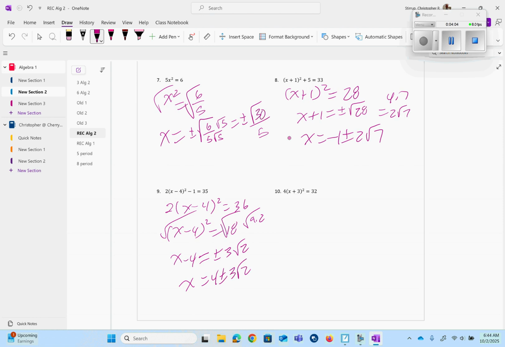Number 10, I'm going to divide both sides by 4 first. Take the square root of both sides. Don't forget the plus minus. 8 breaks down to 4 times 2, so that's going to give me plus or minus 2 root 2. Subtract 3. It's done.